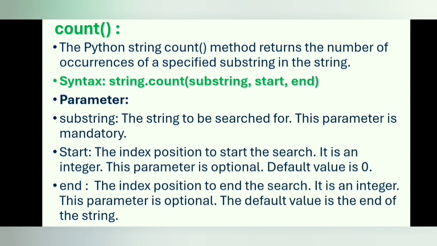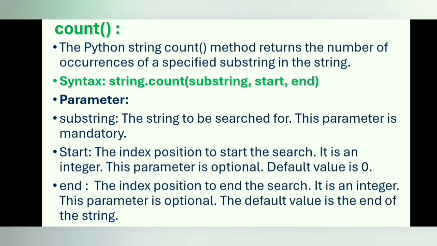Parameters: substring, the string to be searched for. This parameter is mandatory. Start, the index position to start the search. It is an integer. This parameter is optional. Default value is 0. End, the index position to end the search. It is an integer. This parameter is optional. The default value is the end of the string.